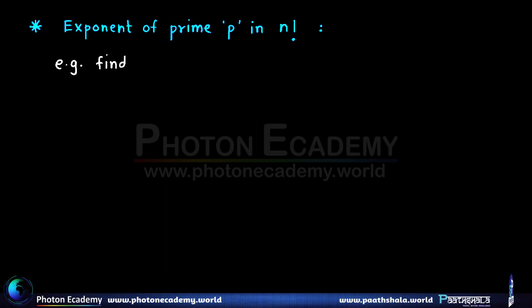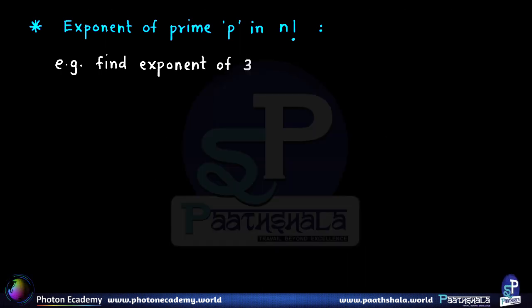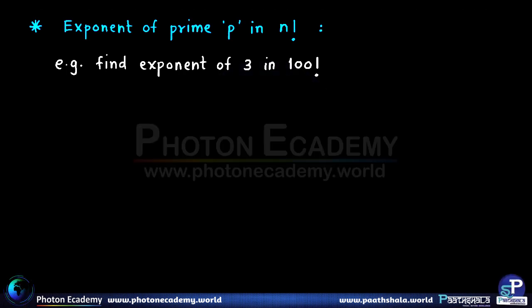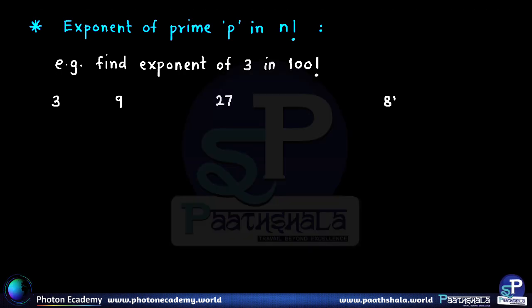Suppose we want to find the exponent of, say, prime number 3 in the number 100 factorial. Now here, first of all, we consider all the powers of 3 which are just less than 100. So starting with 3, we have 9, which is 3 square, then we have 27, which is 3 cube, and lastly we have 81.